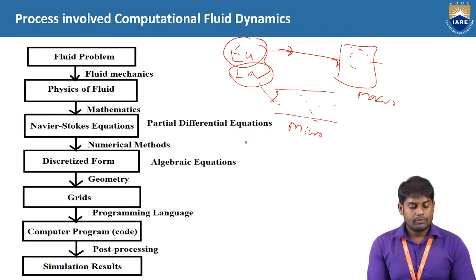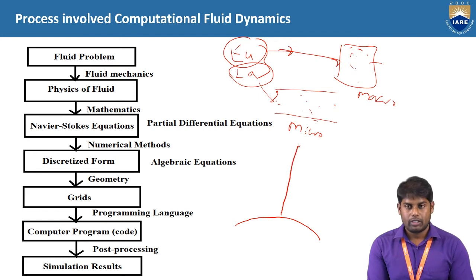Fine. But for a practical example, let's say this is the surface of the earth. The earth has different layers. From here, if you are going to outer space, let's say this is the space.